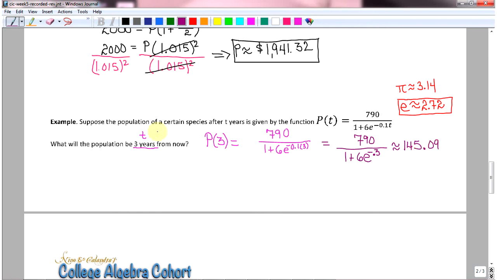145.09. So what is the population? Approximately 145. Whatever species we're talking about, 145 of them.